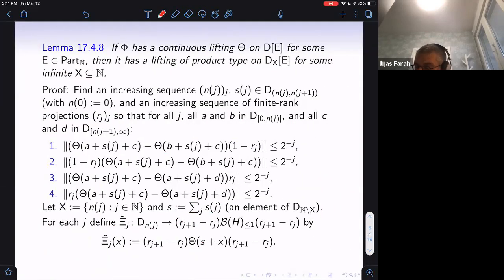And so first we take a look at this set X, which is the set of exactly those n of j's. Right, so this is a very thin subset of the natural numbers. And now S is the sum of these S of j's. Now S of j is here. This is the support of elements of D_X, and the S of j's are disjoint. The S of j's are just interspersed between elements of X. And S is the sum of all of those.